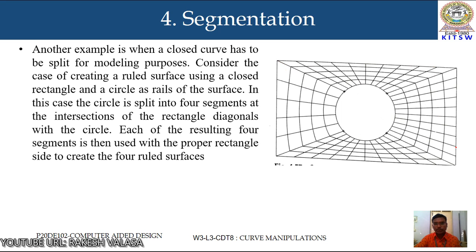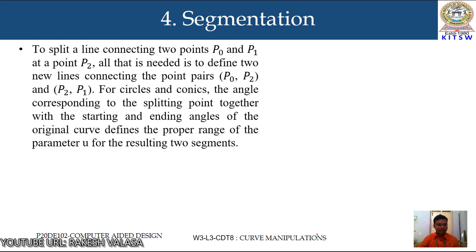By using these two diagonals, we can divide this circle into four segments. This is the first segment, this is the second segment, this is the third segment, this is the fourth segment. This is the segmentation of a circle for modeling purposes. The next one, I am taking one more example.